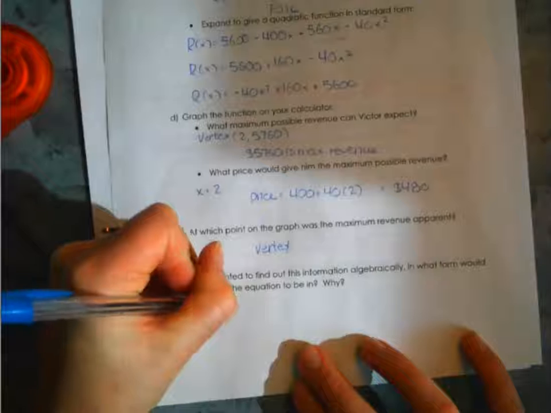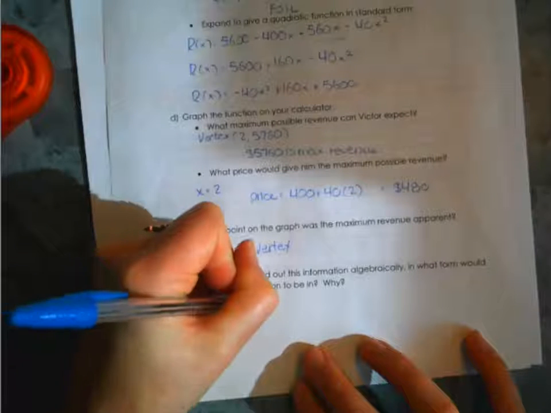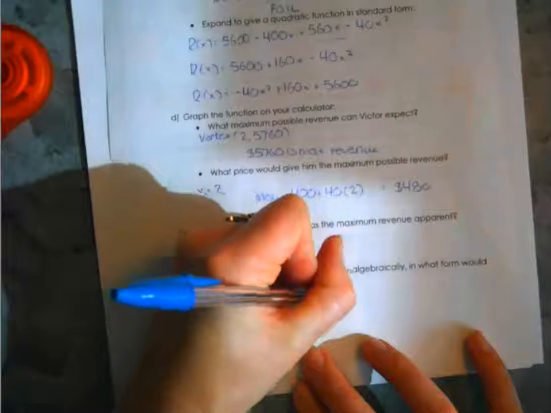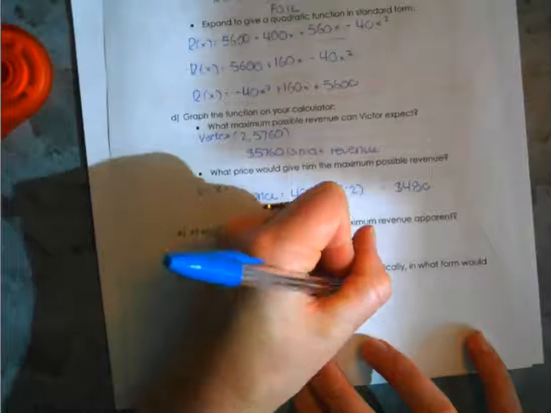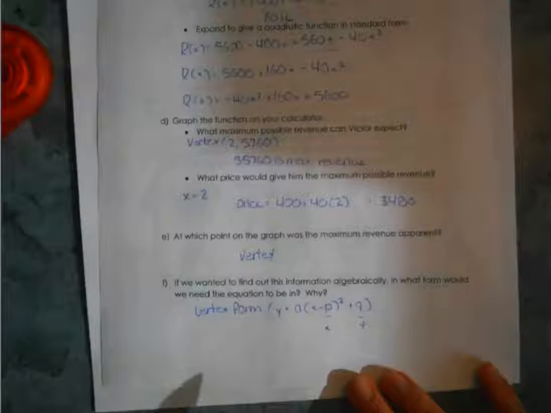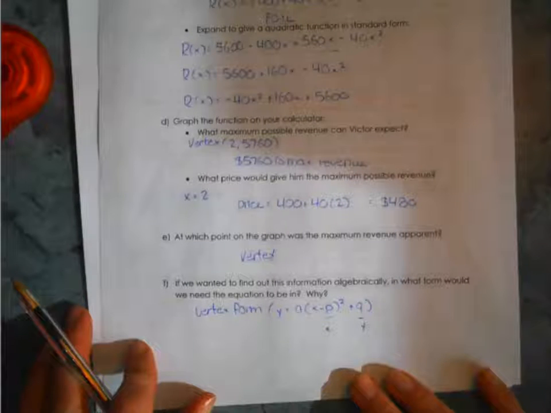Well, if you remember the vertex form way back to a few lessons ago, it was y equals a(x minus p) squared plus q, right? And so what did those values tell us? Well, remember p told us the x value of the vertex, and q told us the y value of the vertex. And so we would want to have this equation in vertex form, because it would help us to see really easily what the vertex was without having to go through the graphing. Okay.